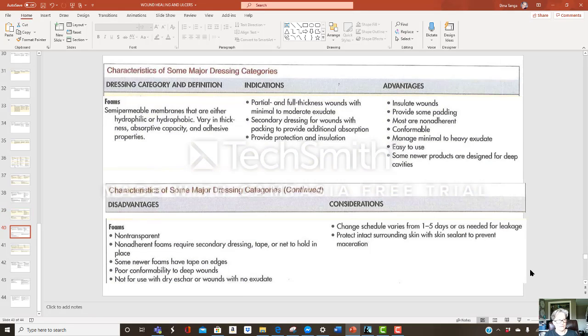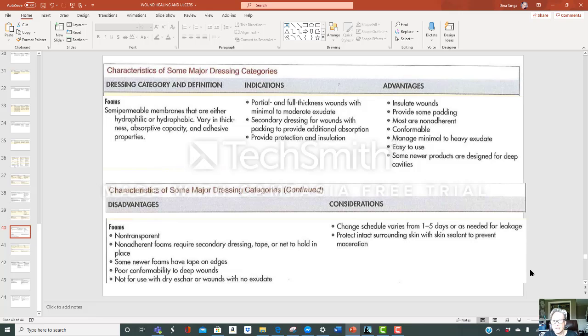Foams. Semi-permeable membranes that are either hydrophilic or hydrophobic. They vary in thickness, absorptive capacity, and adhesive properties. Indications: partial and full thickness wounds with minimal to moderate exudate. Secondary dressing for wounds with packing to provide additional absorption. Provides protection and insulation.